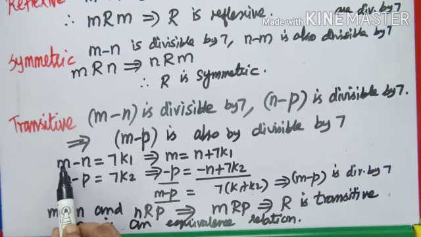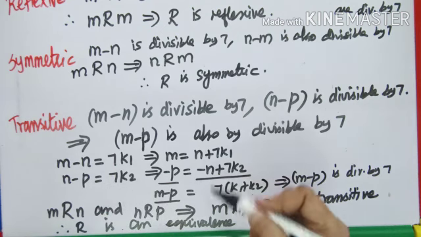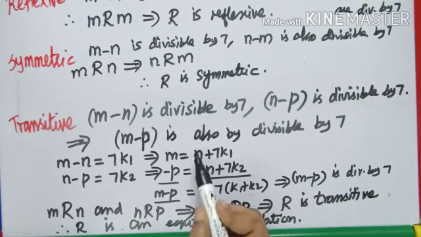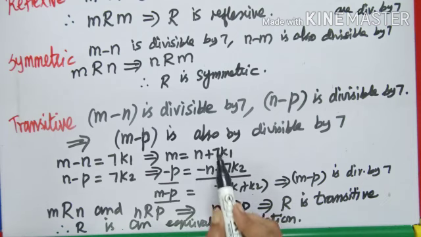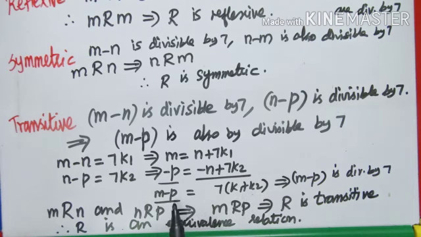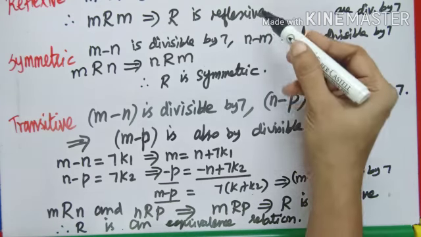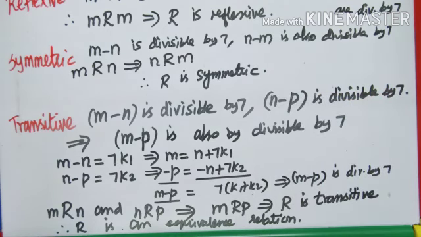So from here, m minus n goes to the other side as plus n. I want minus p. So from here minus p is 7k2 minus n. As I add m minus p, plus n minus n cancels, 7 is common, k1 plus k2. So I get m minus p is 7 into some constant. Therefore, it is divisible by 7, and so I can declare R is transitive. Since it is reflexive, symmetric and transitive, we can declare it is an equivalence relation.